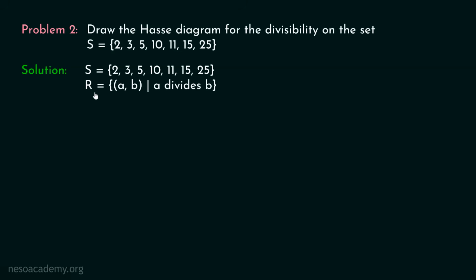Now let's try to draw the Hasse diagram for this relation. First we'll place all these points. You can see that 2, 5, 3 and 11 are placed at the bottommost position and 10, 25 and 15 are placed at the topmost position. Why is that so? You can see that 2 divides 10, 3 divides 15 and 5 divides 25. 5 also divides 10, 5 also divides 15. This is true. 2, 3 and 5 can be selected as the bottommost elements.